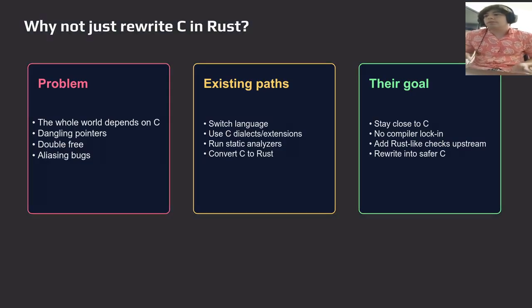Alright, so let's explain the problem. Why not just rewrite C in Rust, which is the big meme that everyone likes to talk about? The main thing is that the whole world basically depends on C. If we look at the Linux kernel, most operating systems, how do they handle playing audio? They end up calling a C library. How do you do anything in Linux? Everything is made through libc. That's how you talk to the operating system.